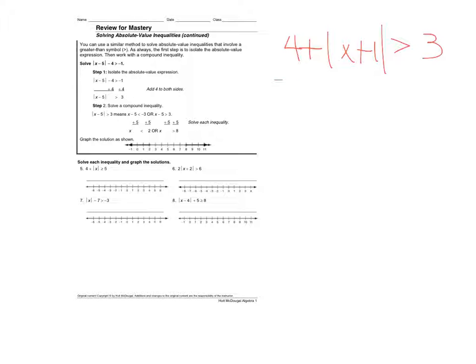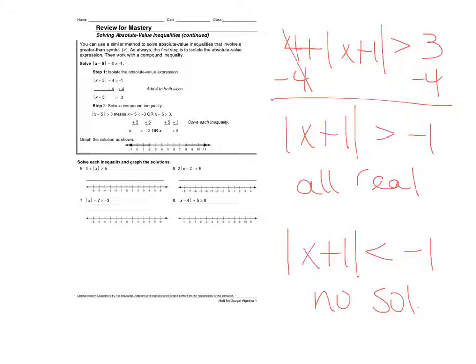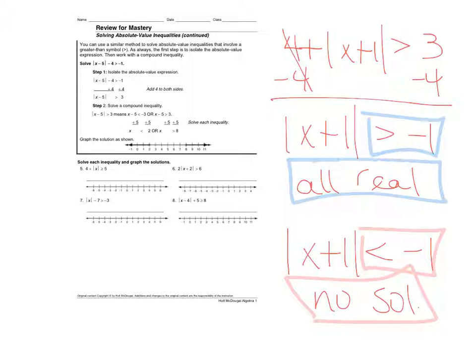When I isolate, once I move this over, I get x plus 1 in the bars. Notice that it's going to be greater than a negative 1. So as soon as we see this, I know it's all real numbers. But whenever you see, let's say we solved it and we got less than a negative 1, this would be no solution because it can never be negative. So as soon as you see this occur, a less than a negative number, it's no solution. But as soon as you see greater than this negative 1, it's all real numbers.